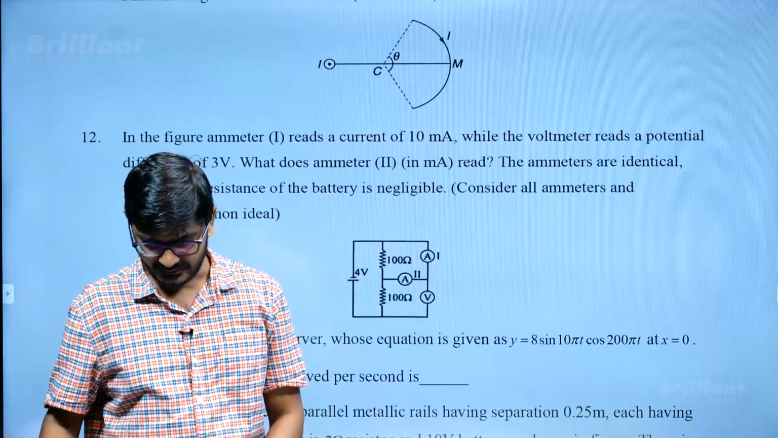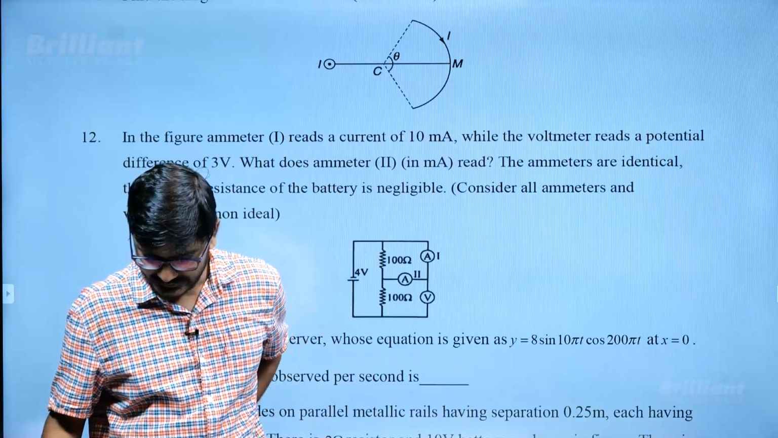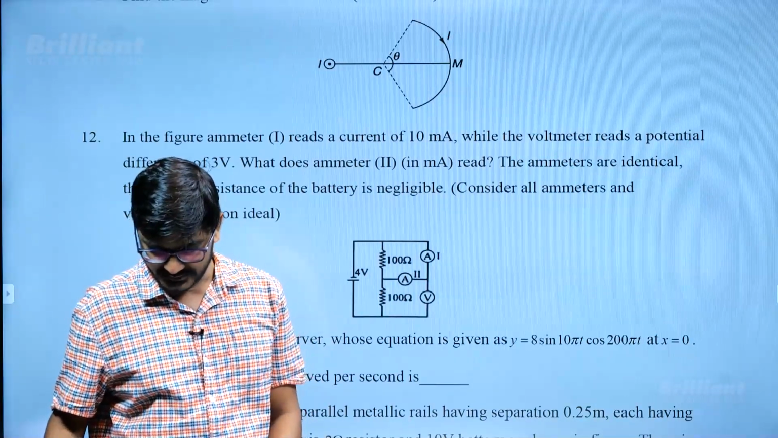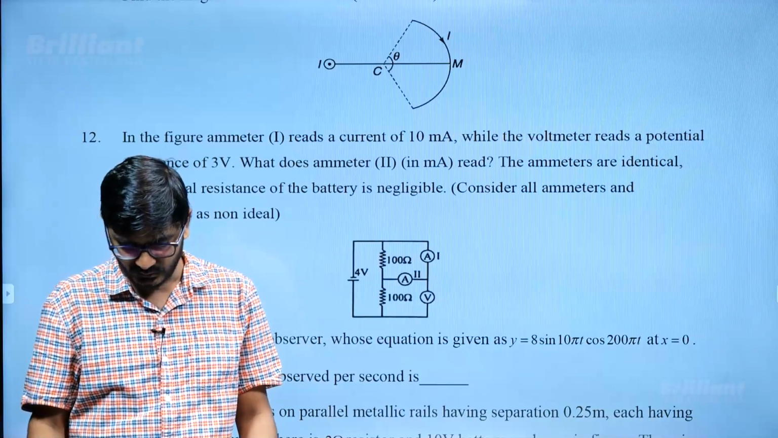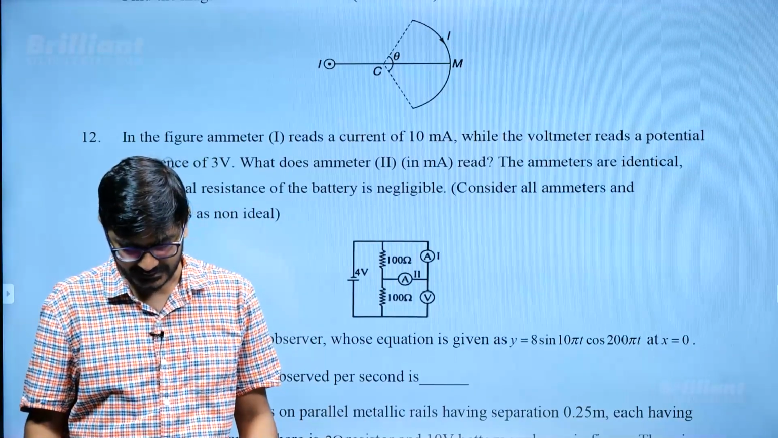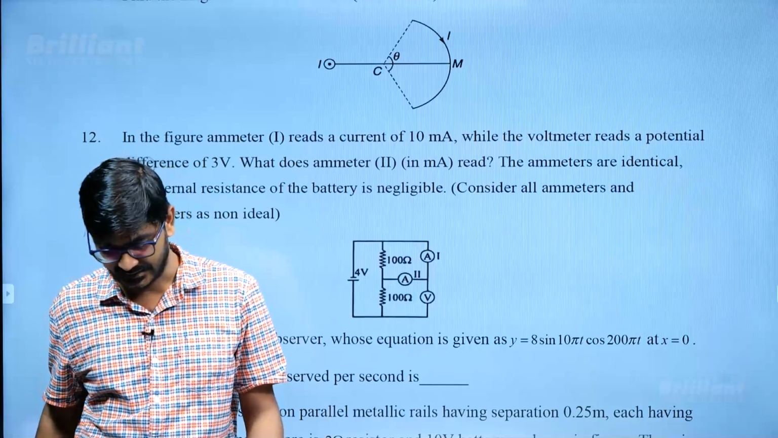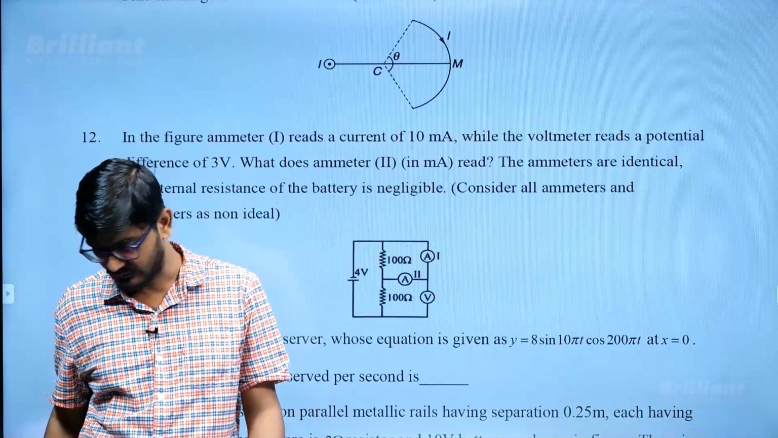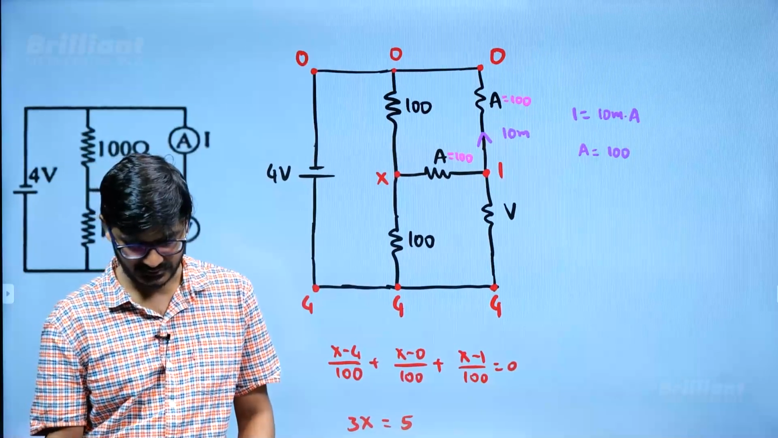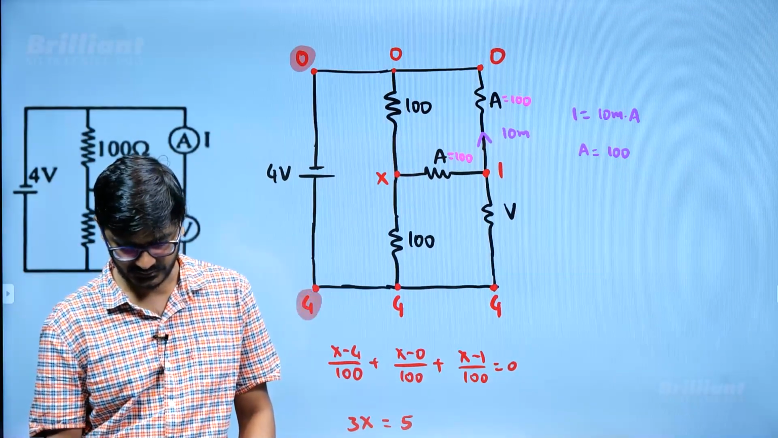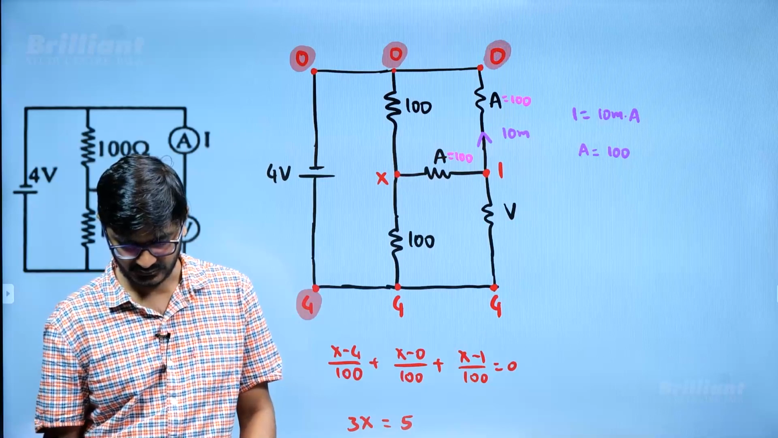In the figure, ammeter 1 reads 10 milliampere while the voltmeter reads a potential difference of 3 volt. What does ammeter 2 read? The ammeters are identical and the internal resistance of the battery is negligible. Consider all ammeters and voltmeters as non-ideal. The first thing is, I assumed this as 0 volt, so this is 4 volt, 0, 0, 4, 4.